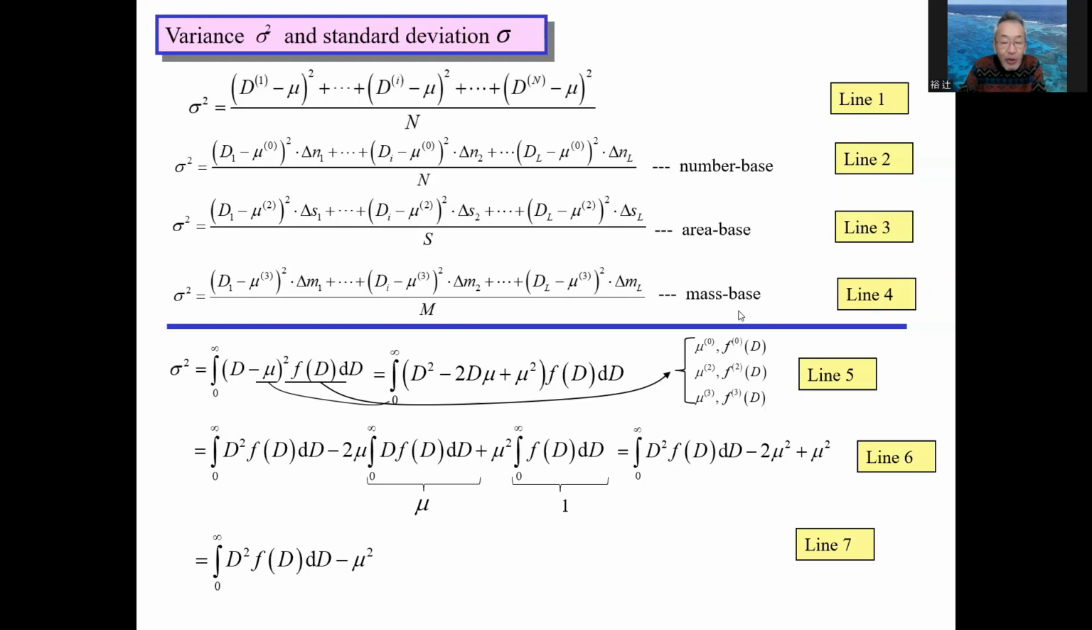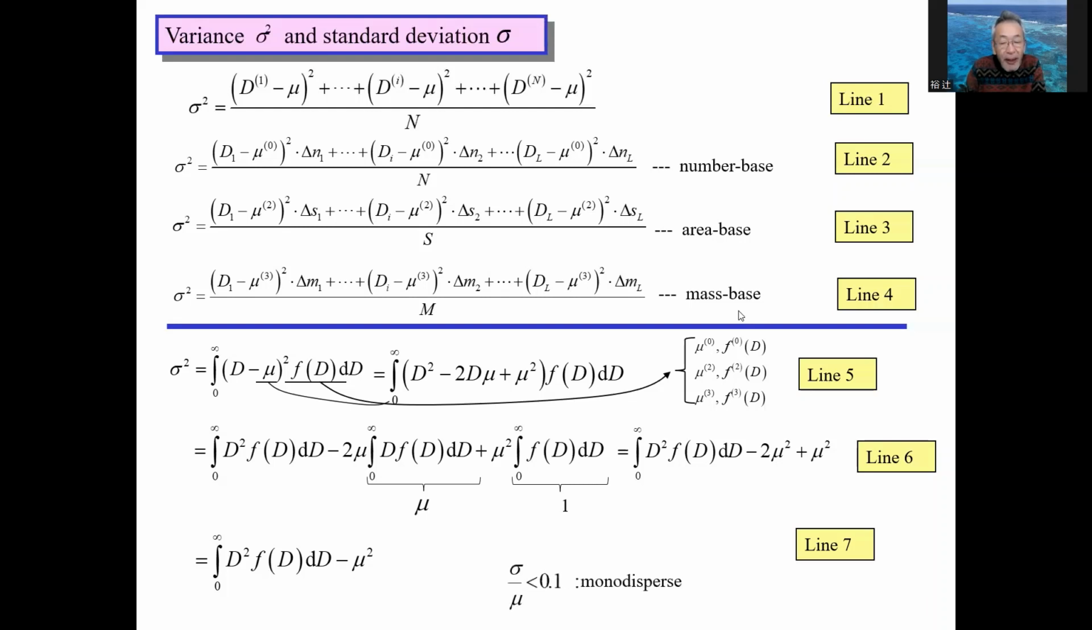Later, I will explain that the equation on the seventh line will be used to calculate mean size mu and variance of particle size if the sizes follow the log normal distribution. Please keep it in your mind.